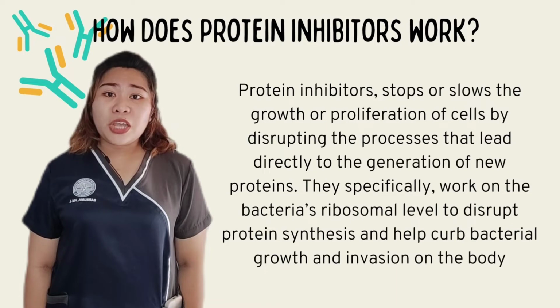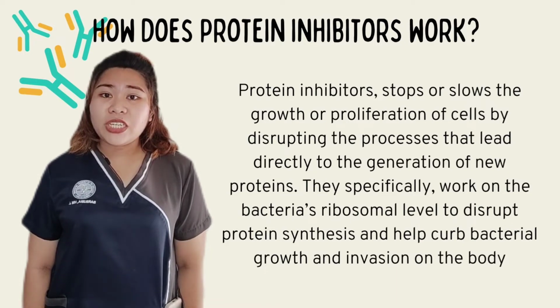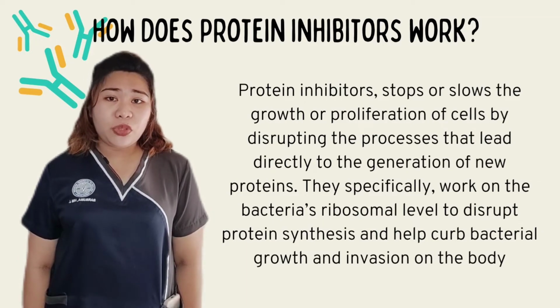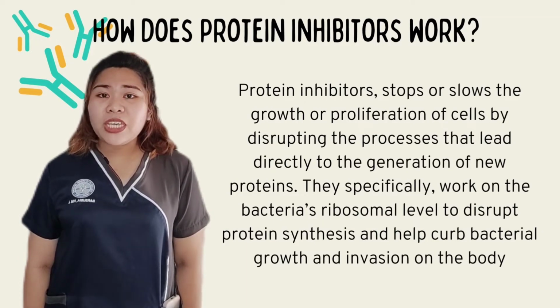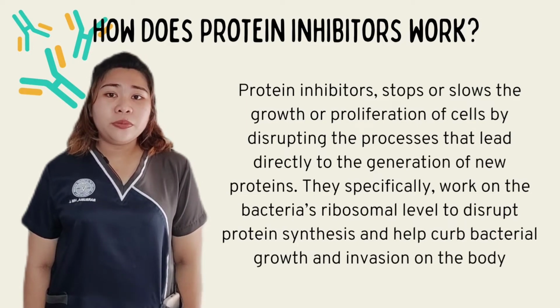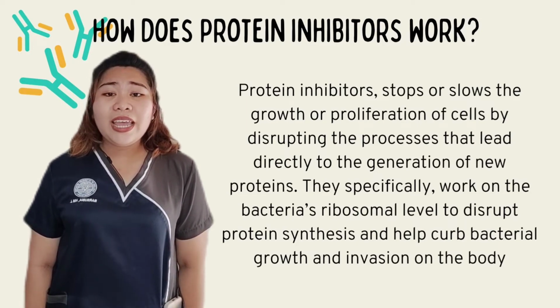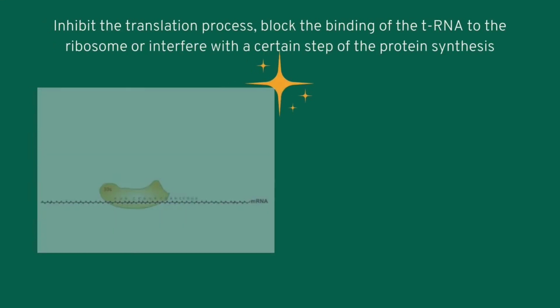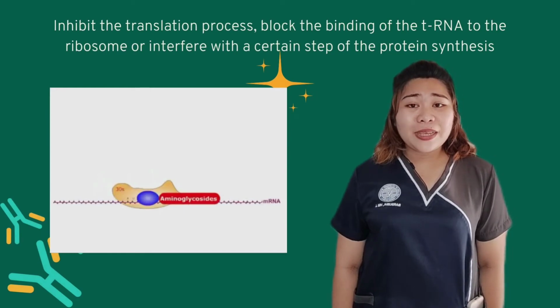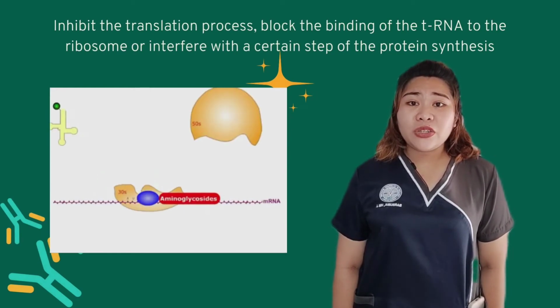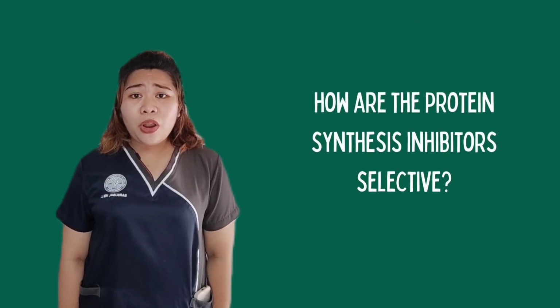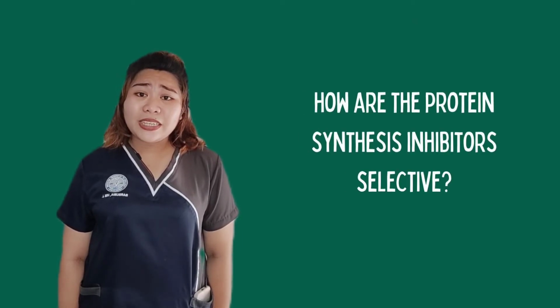Protein inhibitors stop or slow the growth or proliferation of cells by disrupting the processes that lead directly to the generation of new proteins. They specifically work on the bacteria's ribosomal level to disrupt protein synthesis and help curb the bacterial growth and invasion on the body. They can inhibit the translation process, block the binding of tRNA to the ribosome, or interfere with a certain step of the protein synthesis. Now, knowing this, how are the protein synthesis inhibitors selective?